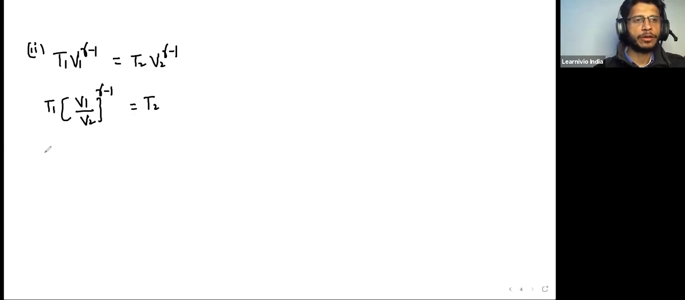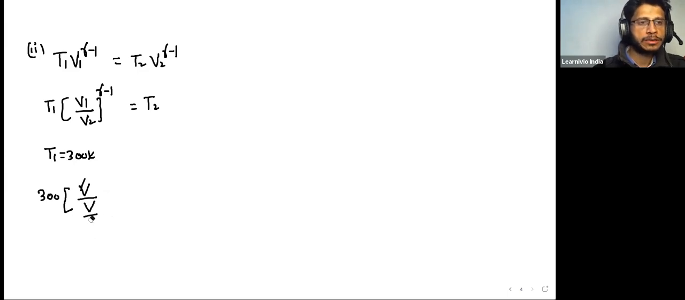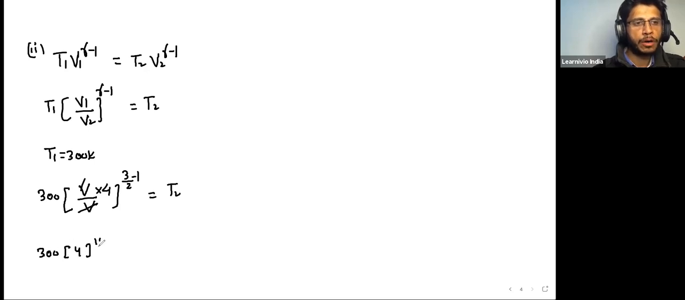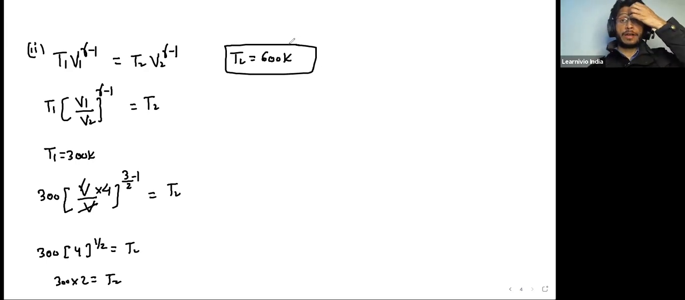Now we can substitute the values here. T1 is 300 Kelvin. V1 is V. V2 is V by 4, so this 4 will come into the numerator. I'm writing this 4 directly in the numerator, to the power gamma minus 1, which is 3 by 2 minus 1, is equal to T2. We cancel this V. So 300 into 4 to the power half is T2. 4 to the power half is 2, so you have T2 which is 600 Kelvin. This is your final temperature, 600 Kelvin.